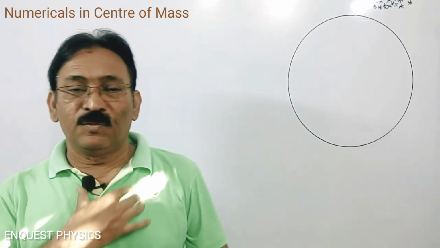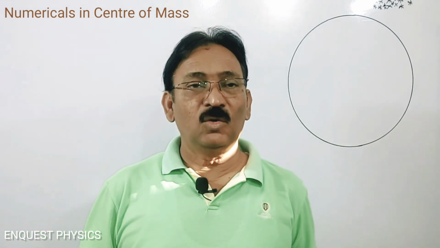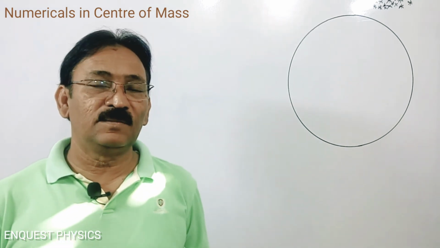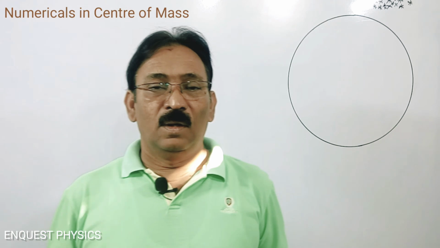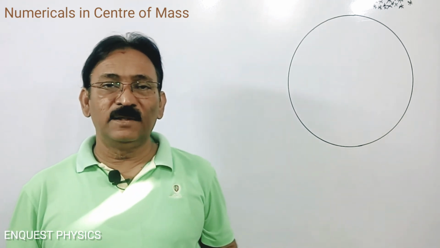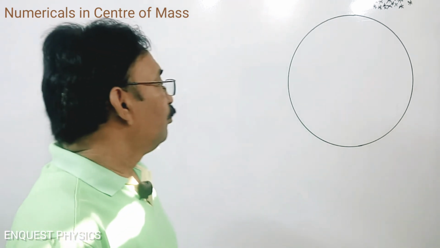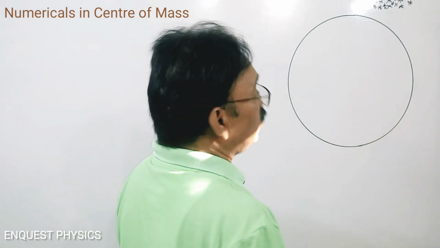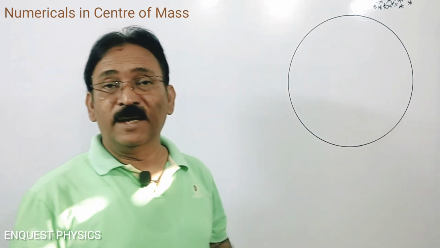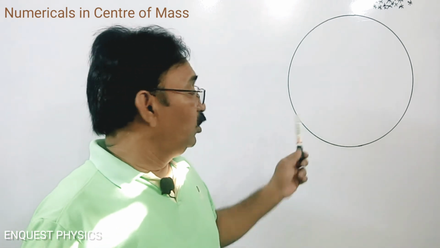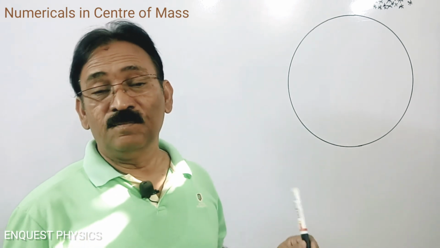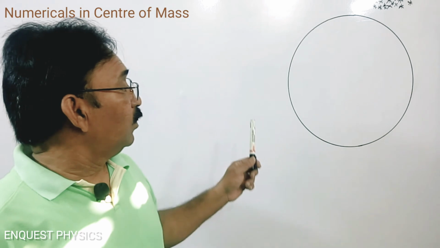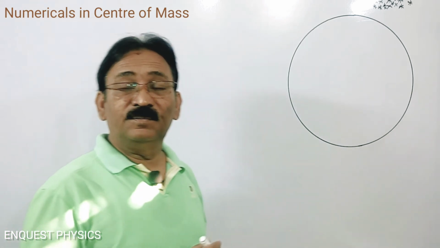Students, in this video we are going to learn how to do the problems in center of mass. Here the first problem goes like this, students. Let's say it is a circular plate. The circular plate has uniform density, and it has a radius of r.